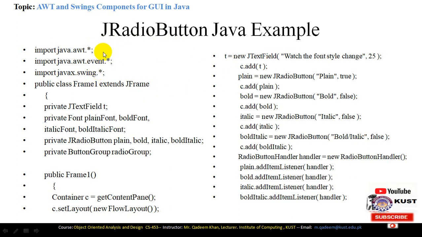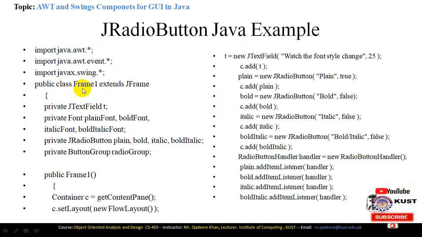All the swing components have the J character at the start. So this is the symbol, or in fact the recognition way, by which you will recognize that this is a swing component. If it starts with the J English character or alphabet, then it is a swing component. Now, public class Frame1 extends JFrame.